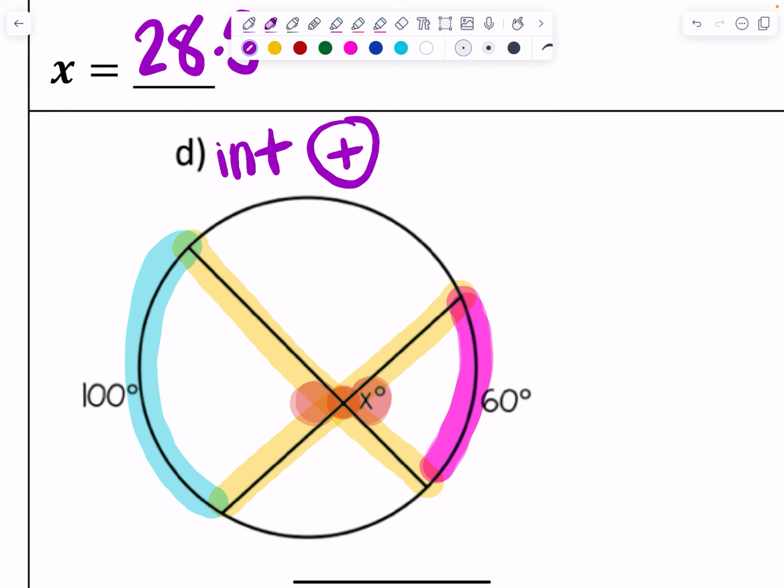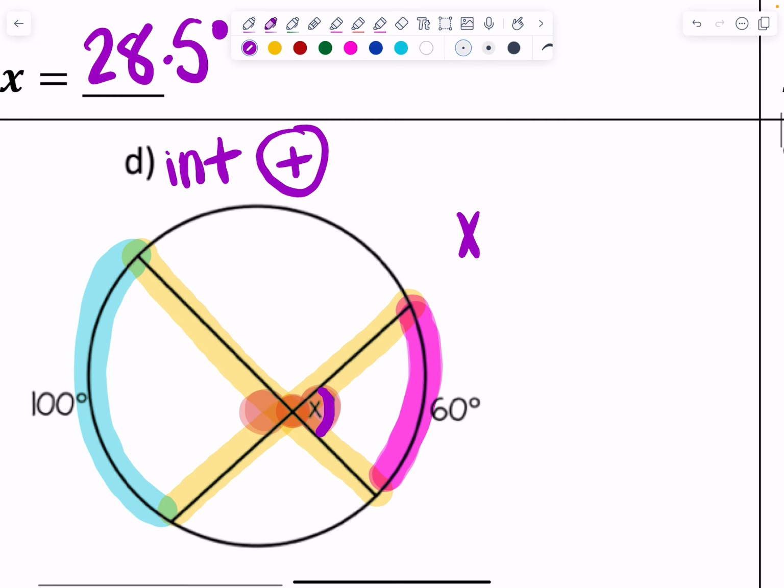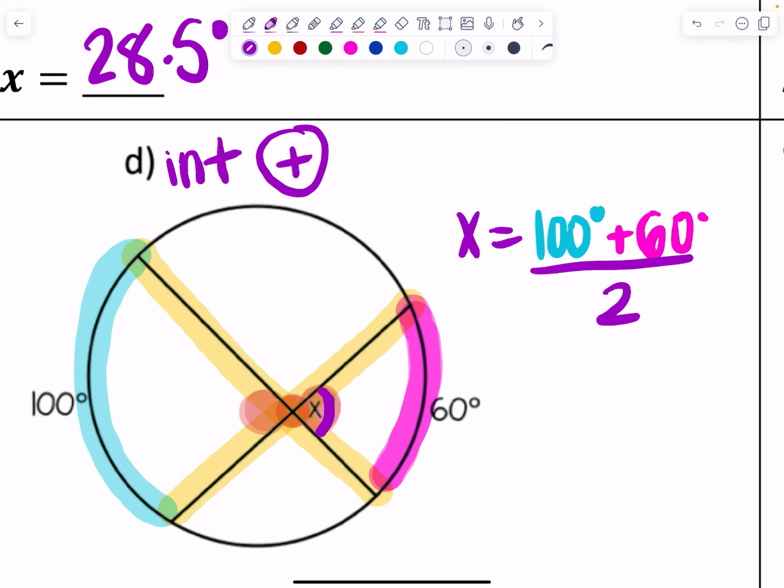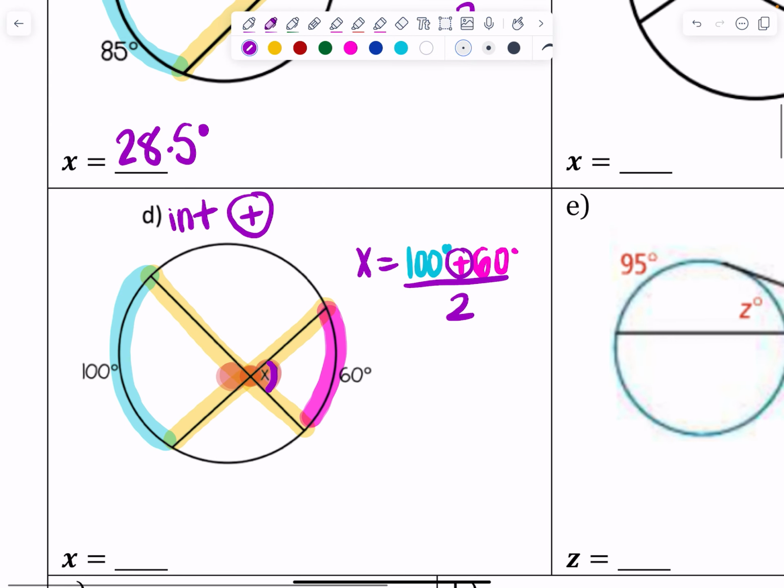So how do I find this angle x? X is going to be equal to the blue arc, which is 100 degrees, plus the pink arc, which is 60 degrees, and that is going to be divided by 2 after I add them together. So what is 160 divided by 2? That gives me 80 degrees for this angle. 80 degrees is this angle. It is also this angle, because those are vertical.